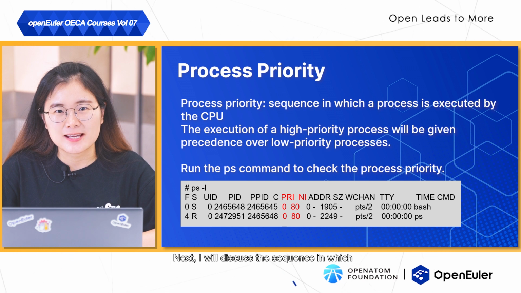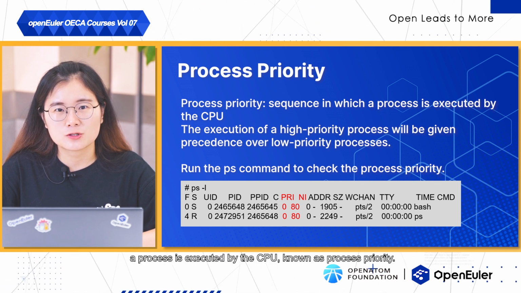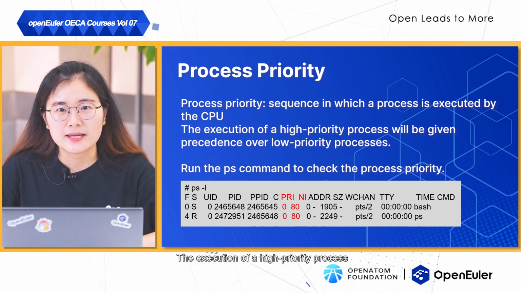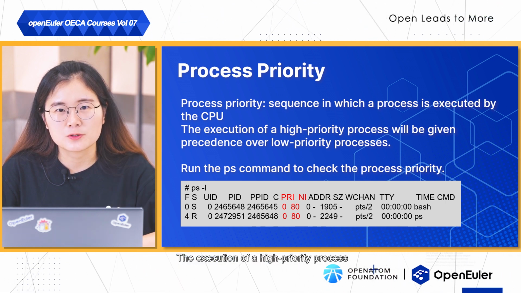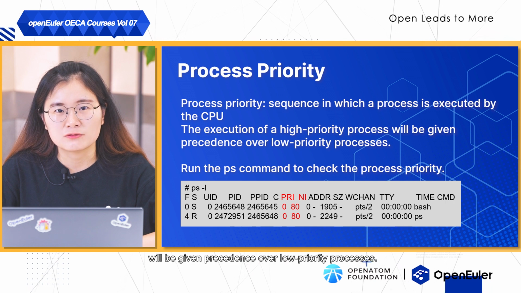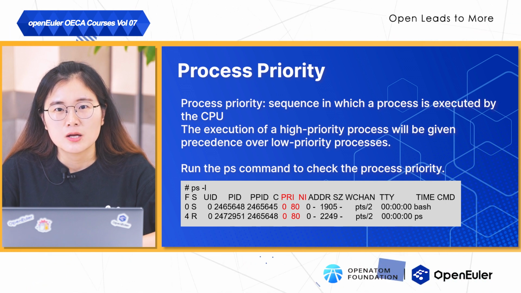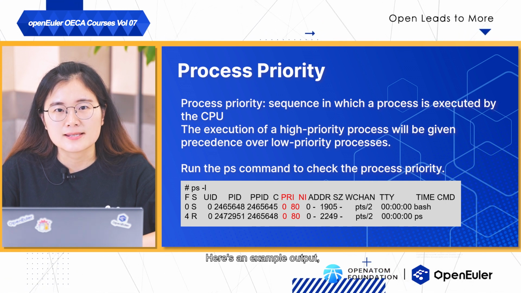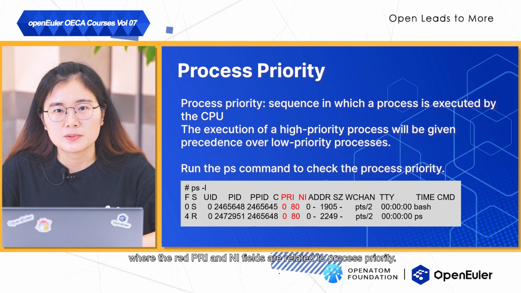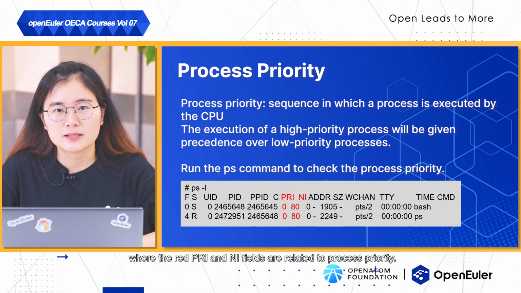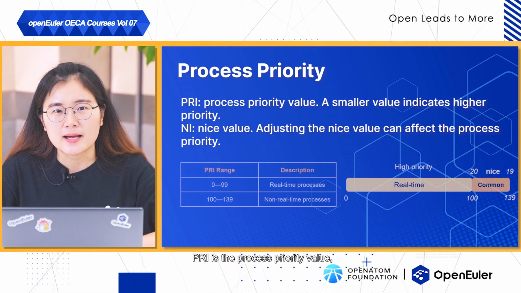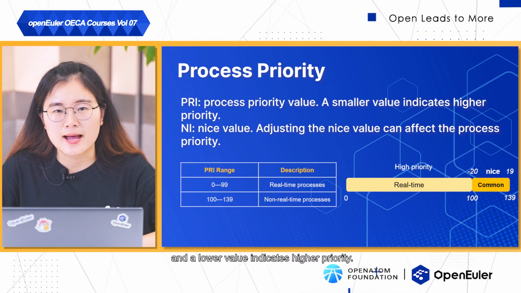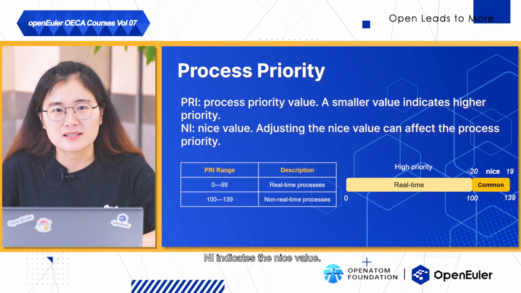Next, I will discuss the sequence in which a process is executed by the CPU, known as process priority. The execution of a high priority process will be given precedence over low priority processes. You can run a ps command to view the priority of a process. Here's an example output, where the red PRI and NI fields are related to process priority. PRI is the process priority value, and a lower value indicates higher priority. NI indicates the nice value.